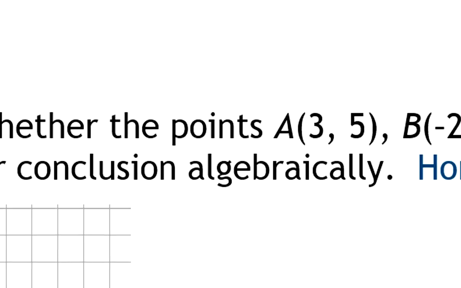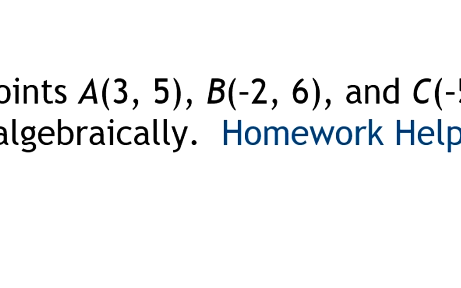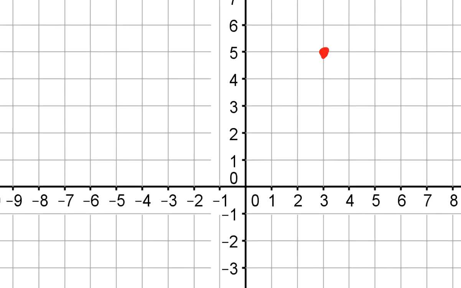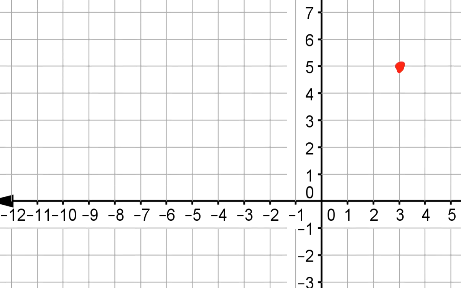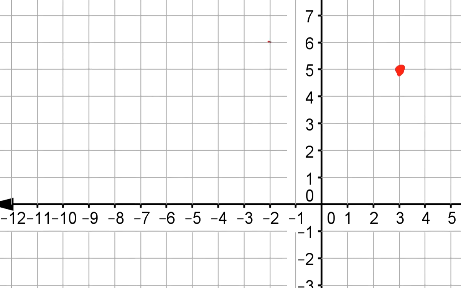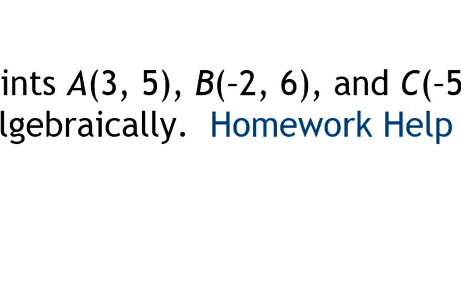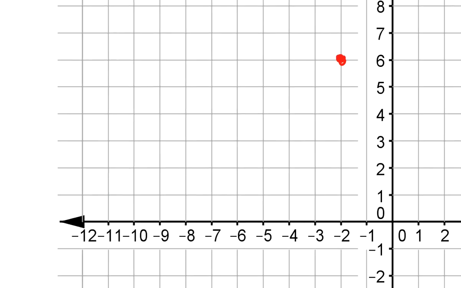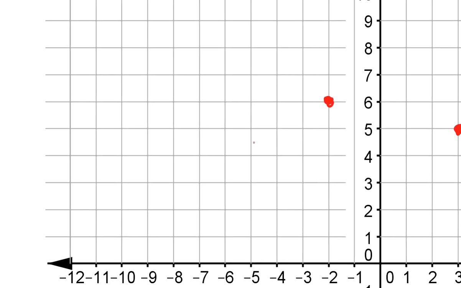Another point that we have is -2, +6. So I'm going to go back 2 and up to 6. And then the final point that we have is -5, +7. So it's kind of close, but I don't think that they are collinear.